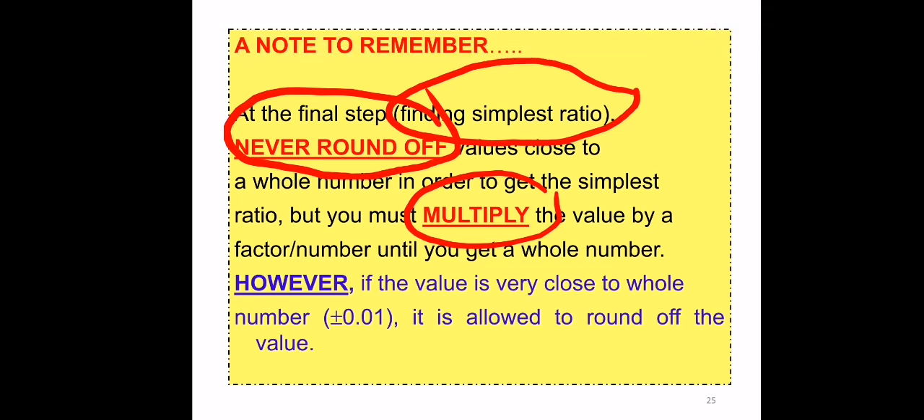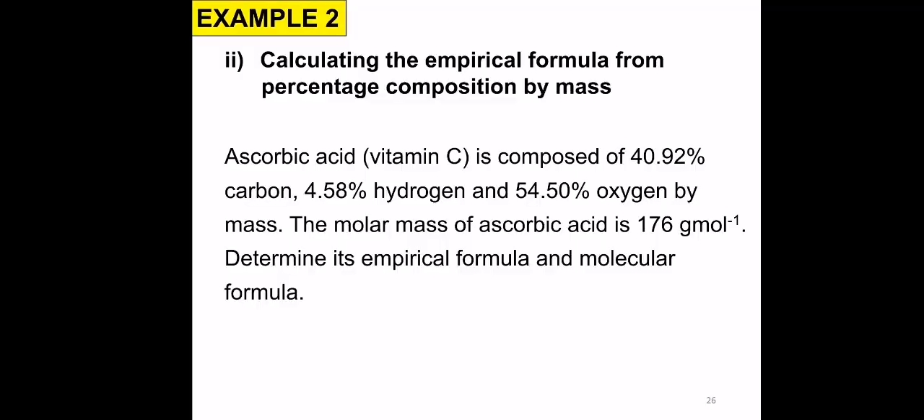Alright, and then example number 2, calculating the empirical formula from percentage composition by mass. Given here, ascorbic acid, vitamin C, is composed of 40.92% of carbon, 4.58% of hydrogen, and 54.50% of oxygen by mass.